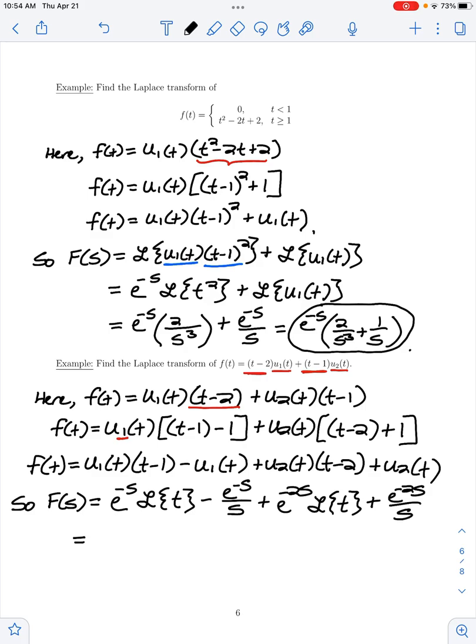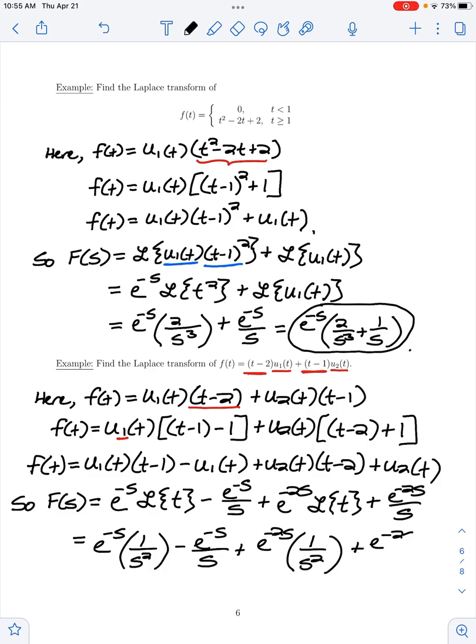Or using my Laplace table to find the Laplace transform of t, we would have 1 factorial, or 1 over s to the 1 plus 1, minus e to the negative s over s, plus e to the negative 2s times 1 over s squared, plus e to the negative 2s over s.